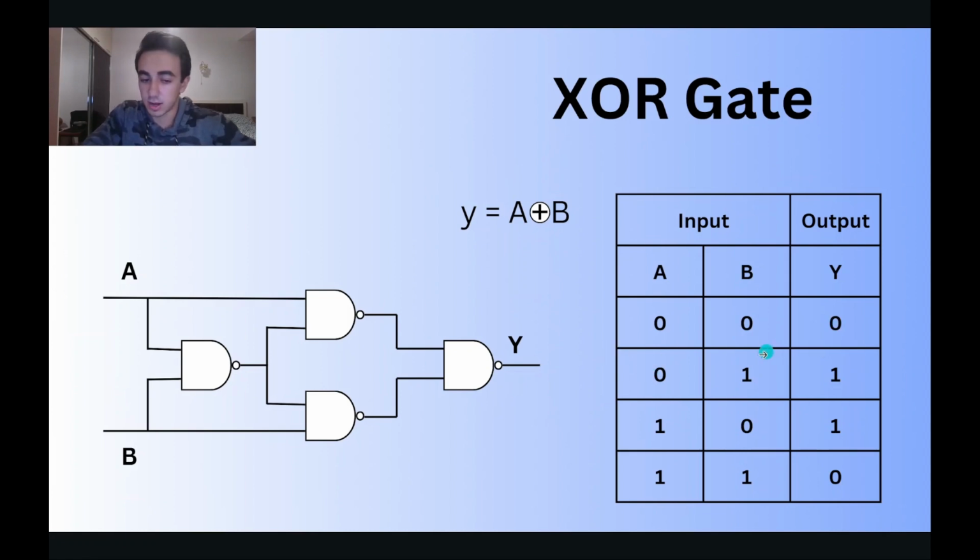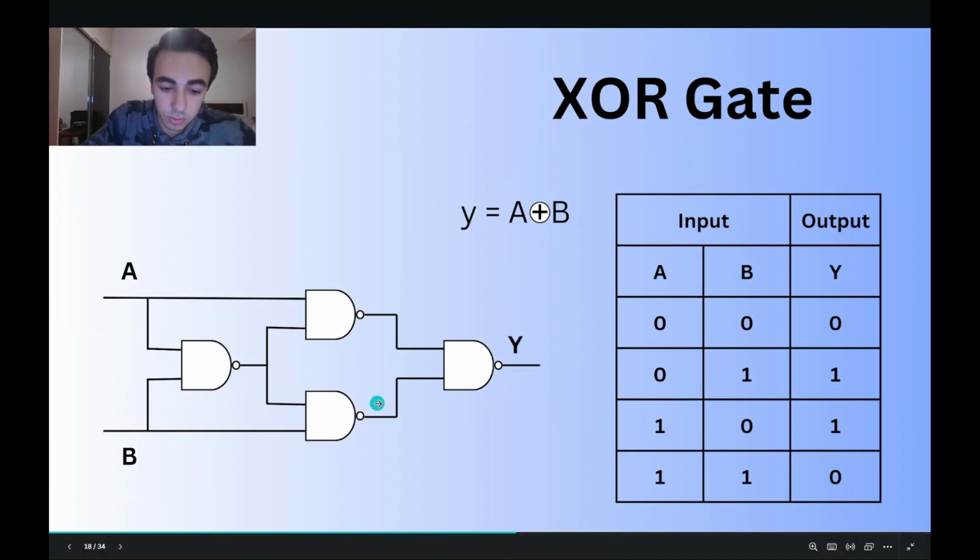In case 0, 1, A is 0, B is 1. Here the input is 0, 1. The NAND gate outputs 1 because the AND gate would output 0. A is 0 and this way is 1. 0, 1. And here also outputs 1. But here B is 1 and this way is also 1. Now this NAND gate would output 0 because both inputs are 1.